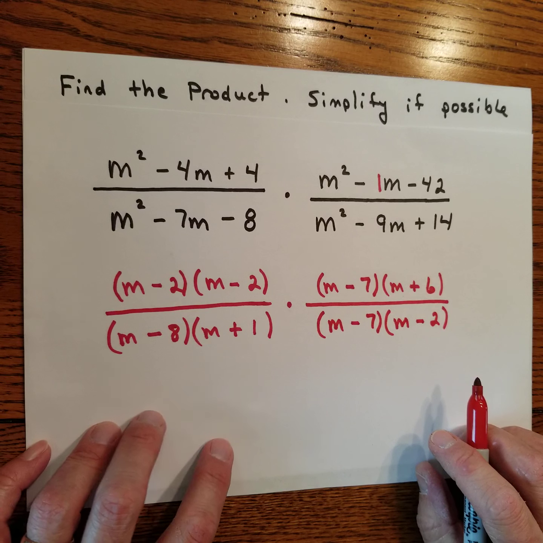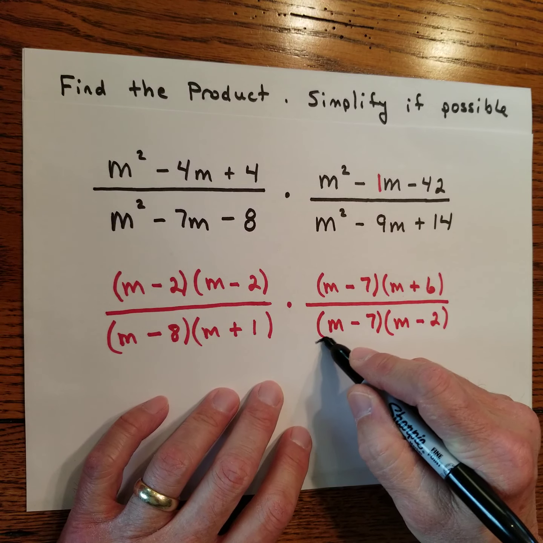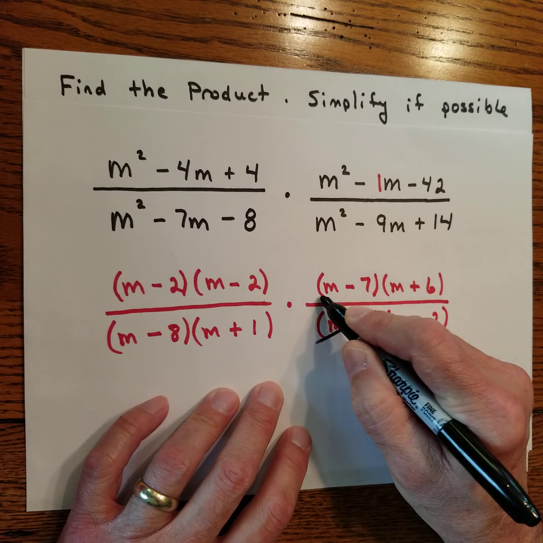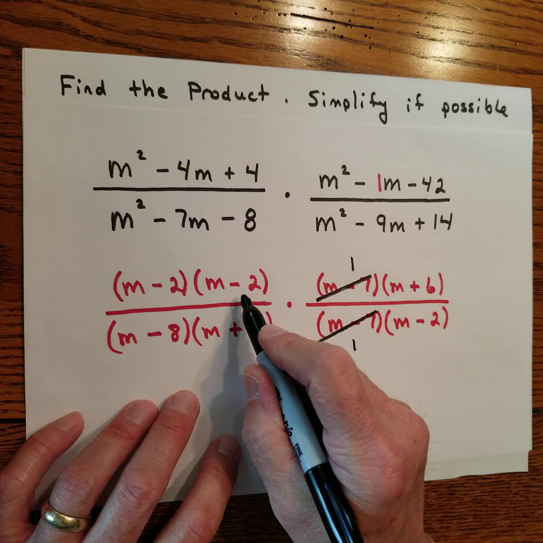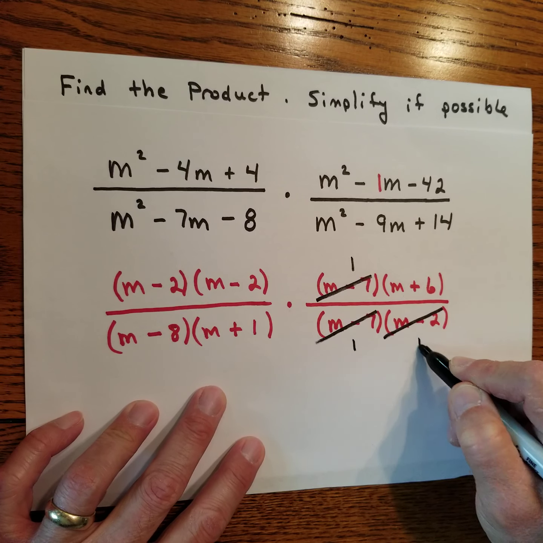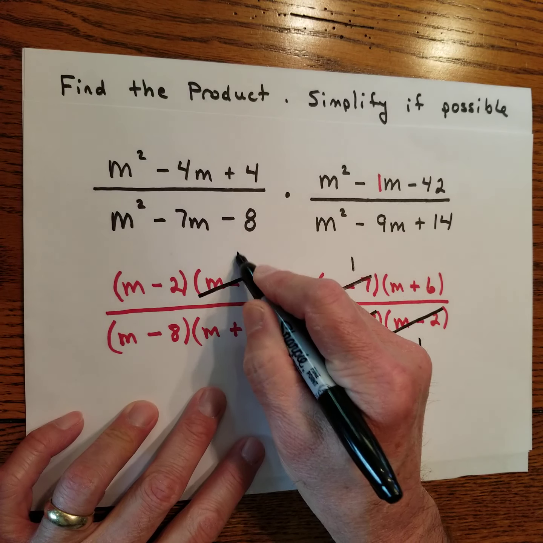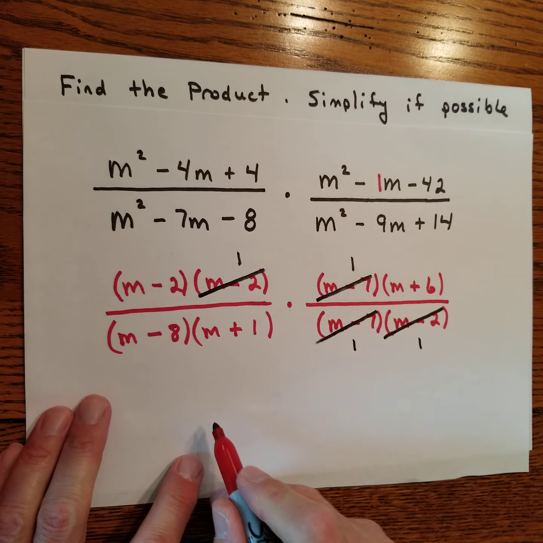Now let's look for things that reduce. Any top with any bottom. There's an m-7 that cancels this m-7. I see an m-2 in the top and an m-2 in the bottom. Let's let those cancel. No other factors match exactly. So I think we're ready for the final answer.